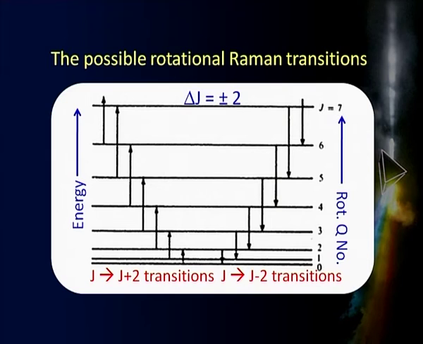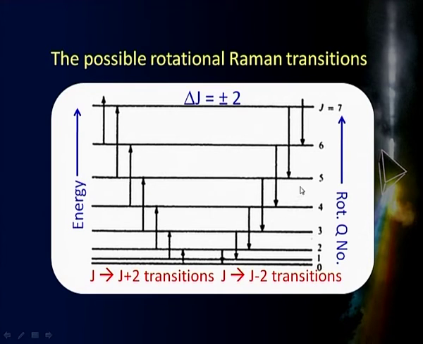So, the first transition will be from J is equal to 0 to 2, or maybe 1 to 3, or 2 to 4, and so on and so forth. All these transitions will be accompanied by excitation of the molecule. That means they will be taking energy from the photon. In other words, the photon will come out with lower energy, meaning it will have lower wave number.